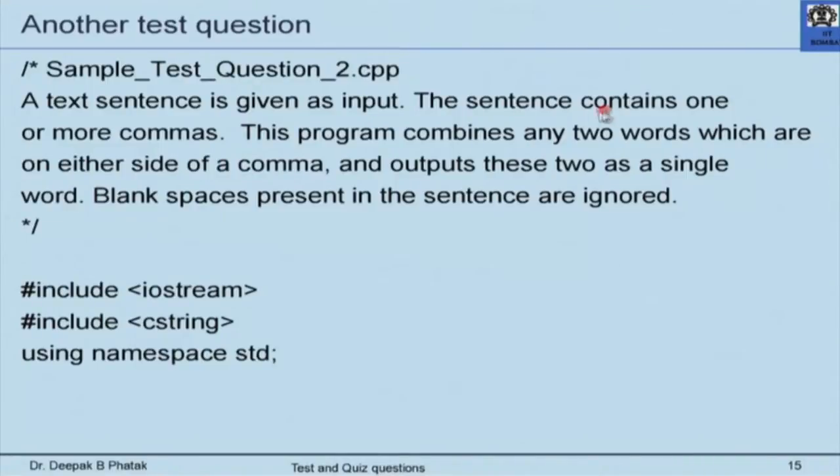The program is to be written, that's the test problem. Write a program which combines any two words which are on either side of a comma and outputs these two as a single word. If there are any blank spaces present in the sentence, these are ignored. Please note that this is actually the answer to the test question. The original test question appears in a proper question form. Let me illustrate what the program is required to do. If you read the original test question, it gives you actually an example of this kind.